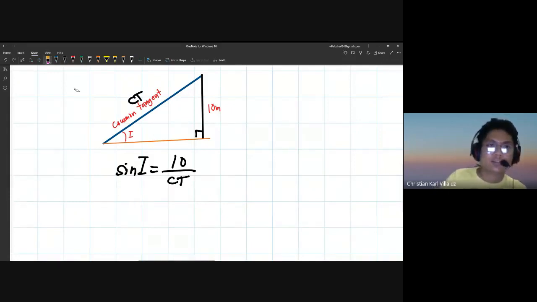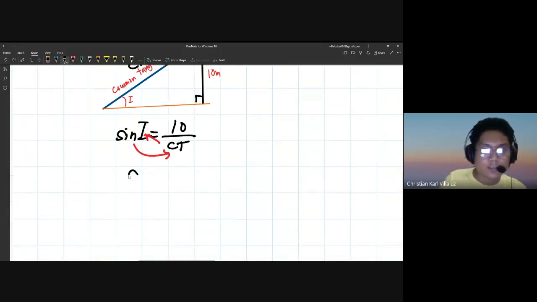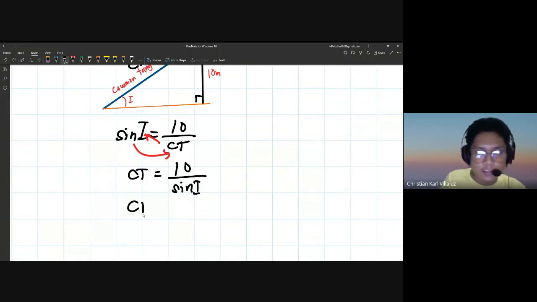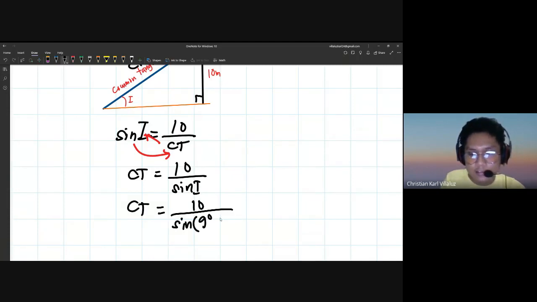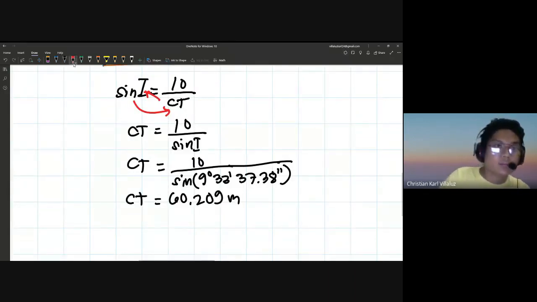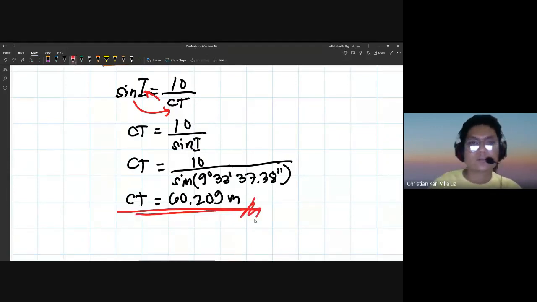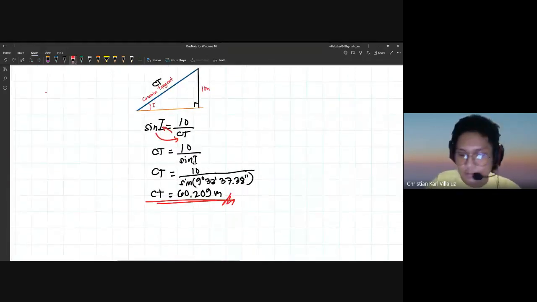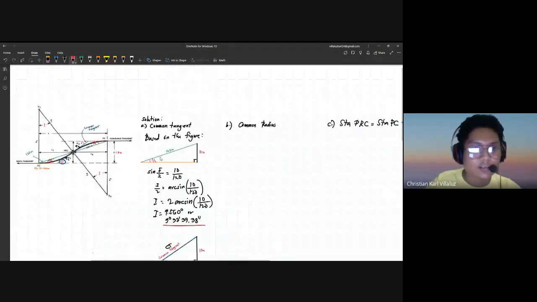Okay. Cross multiply natin. CT equals 10 over sine of I. CT equals 10 over sine 9 degrees, 33 minutes, and 37.38 seconds. So this is CT, 60.209 meters. Okay. That's the common tangent. Ano pa yung isang required?